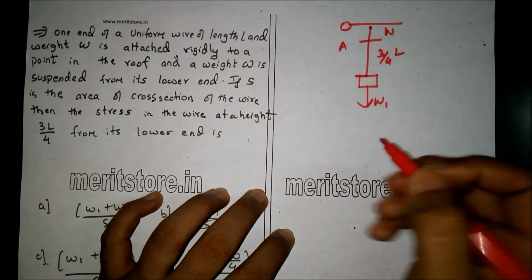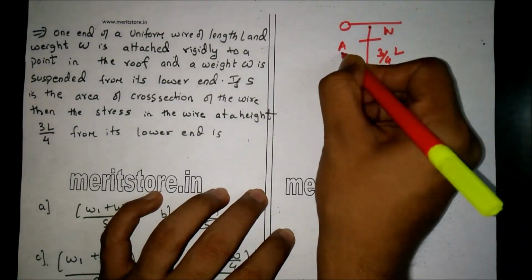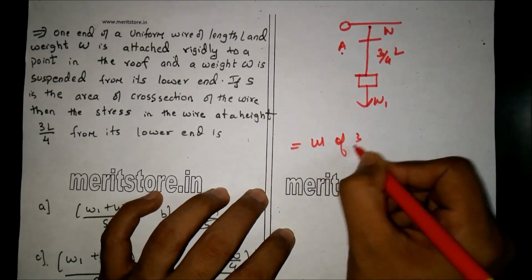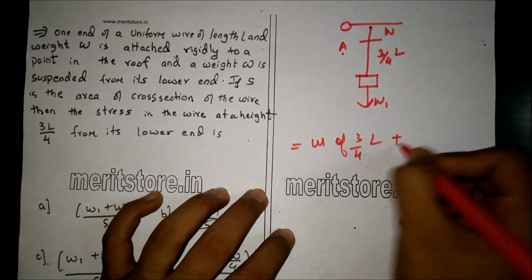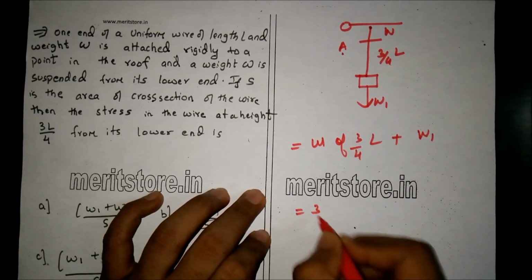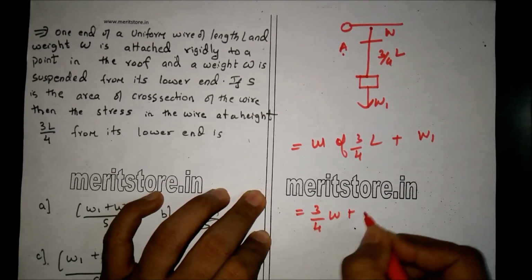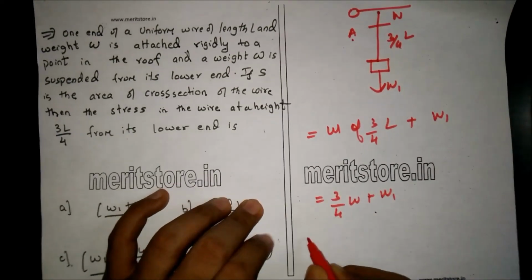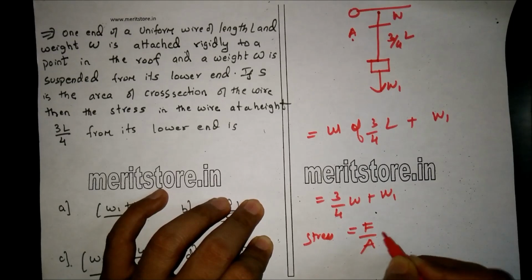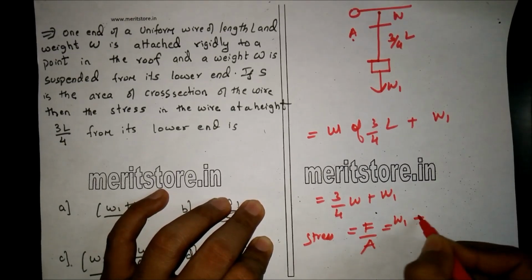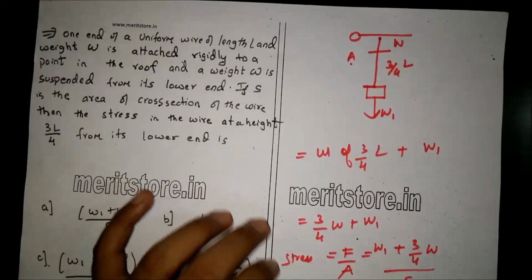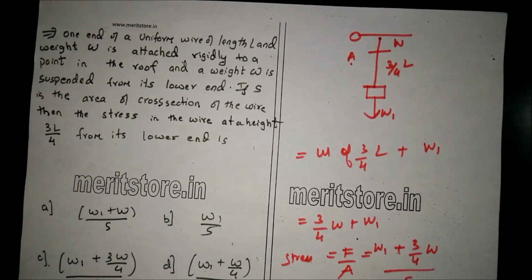Here is W. Therefore, the downward force acting on A will be equal to the weight of 3/4 the length of the wire plus the weight attached which is W1, which will be equal to 3/4 W plus W1. Therefore, the stress will be equal to F upon A, which is equal to W1 plus 3/4 W upon S. Therefore, here the correct answer will be option C.